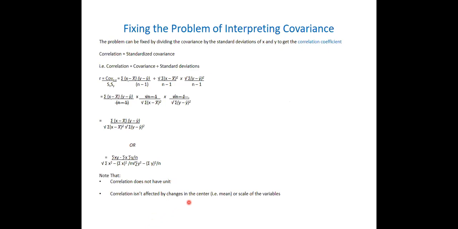Correlation isn't affected by changes in the center, that is the mean, or by the scale of the variable. It's universal. It's the same thing in engineering, in medicine, in agriculture. Like the Z and chi-square that you use, most of those things are universal because they are ratios. You get there by dividing two things of the same unit, and at the end of the day, it cancels out the unit. So it's a universal measure.